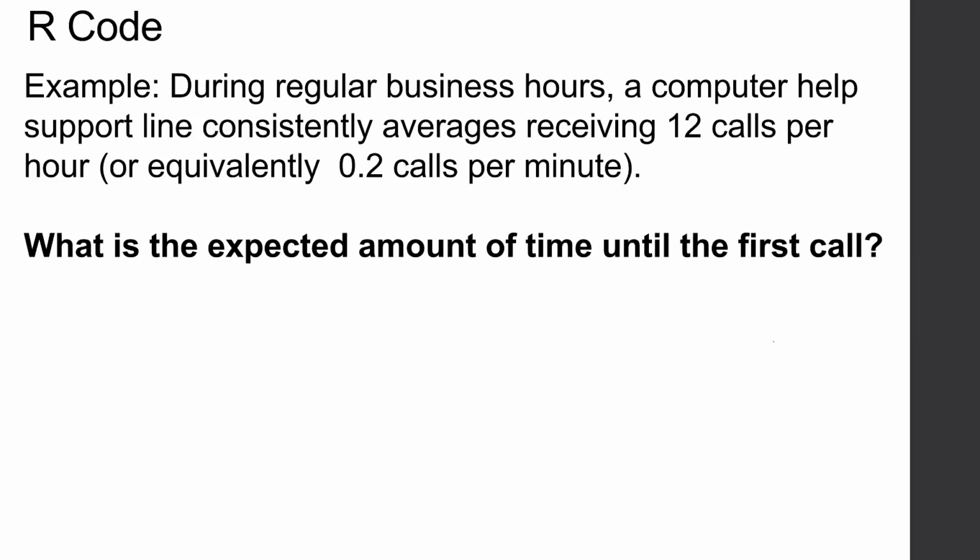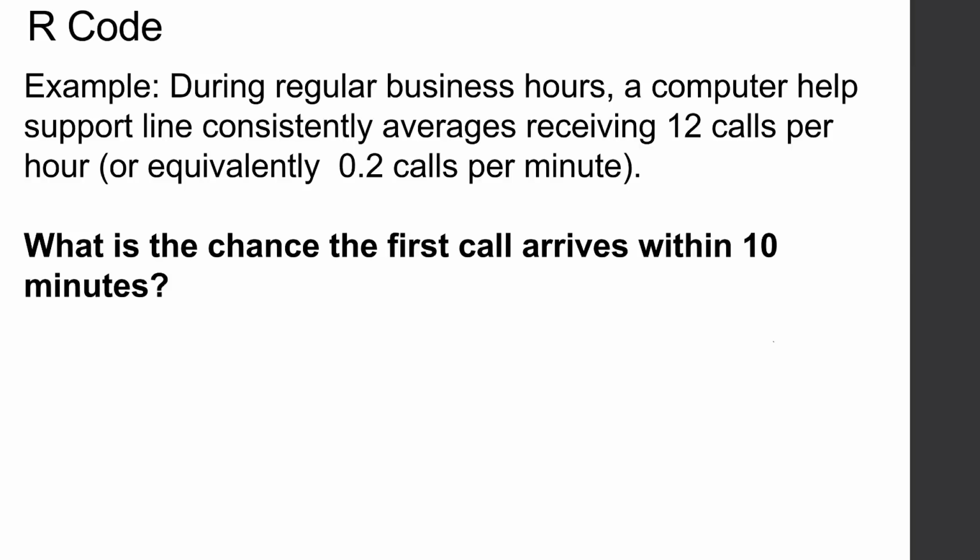So back to our example. What is the expected amount of time until the first call? Well, the expected value, if you remember, is 1 over lambda. If it's 0.2 per minute, then it's 1 divided by 0.2 equals 5 minutes that we can expect to wait until we get a call.